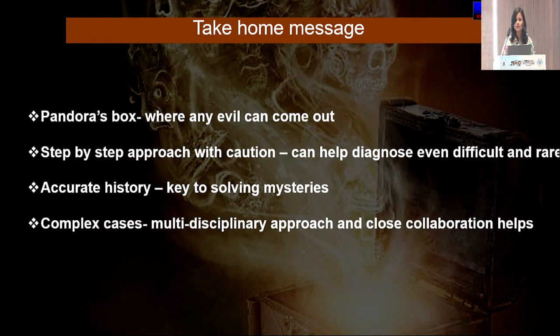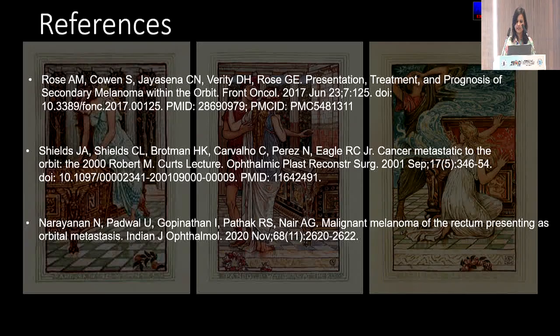And the take-home message would be that orbit is definitely a Pandora's box. We can have very straightforward pathologies or very, very complex and difficult cases that we deal with. But if we go step by step and with caution, we can reach a diagnosis. And definitely accurate history is key to solving all these mysteries, and hence we should definitely dig into the history very well. And all these are complex cases which require a multidisciplinary approach, and close collaboration with the oncologist and other specialties is definitely needed.